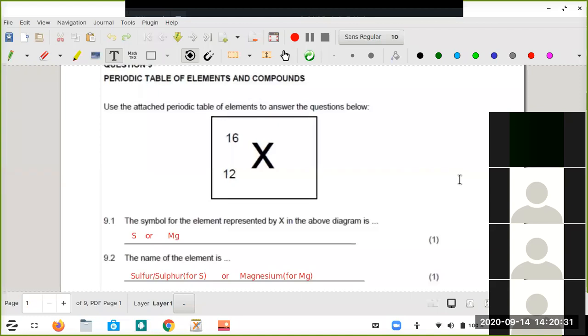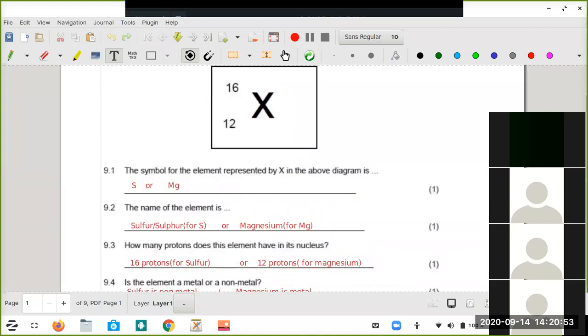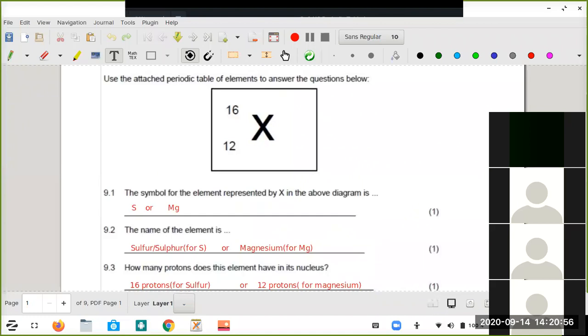Now, before we go to the first question, the symbol, or the diagram that we are given, is 16 and 12, and there is X. Now, if you check on the periodic table, we don't have an element that starts with an X, right? The first question says the symbol for the element represented by X in the above diagram is. In other words, we are being asked to identify the element from the periodic table.